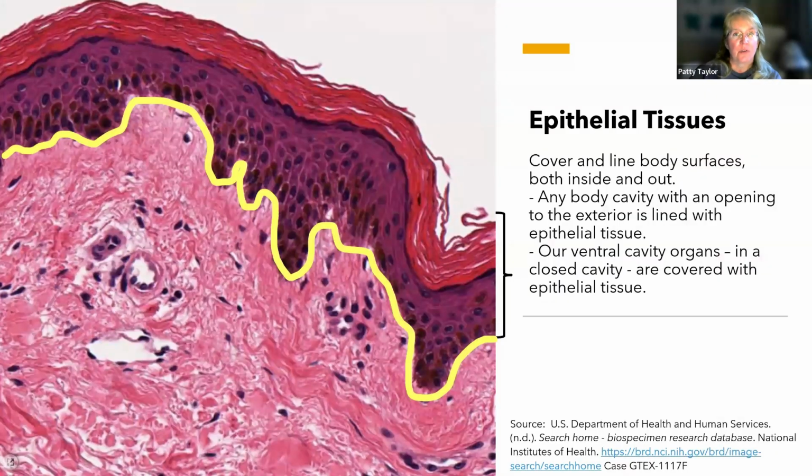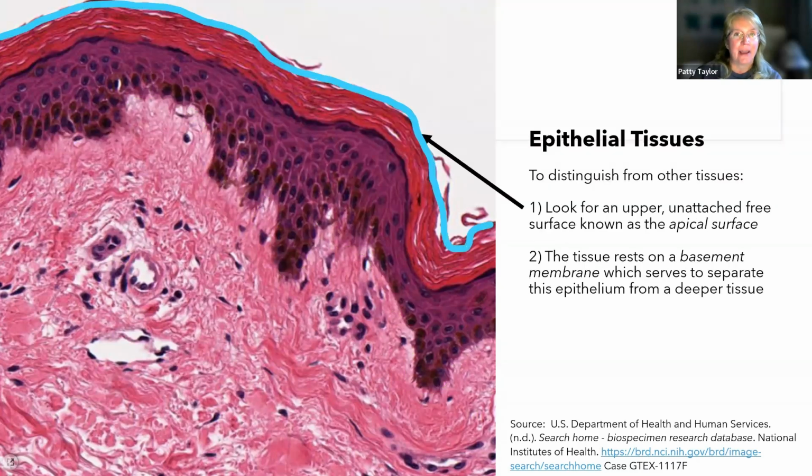So epithelial tissues cover and line the body surfaces both inside and out. If an organ system has an external opening, it is lined with epithelial tissue. Also, our ventral body cavity organs, such as the chest cavity where the heart and lungs are housed, the outsides of those organs are also covered with epithelial tissue. So are the digestive organs in the lower abdomen. All of that is covered and lined with these epithelial tissues. In this picture, you're looking at epithelial tissue from the yellow line up. We'll talk about what that means in just a moment.